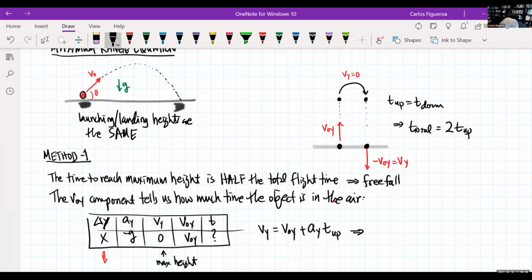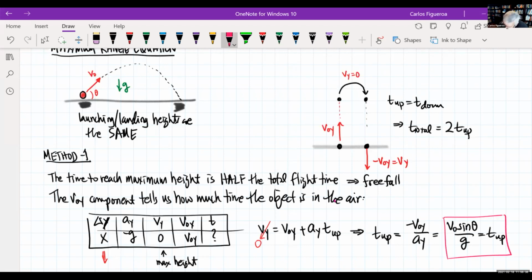So I know that Vy is 0 at the top. Therefore, the time to get up to the top is going to be minus V initial y over ay. And when I plug in everything here, it's going to be V initial sine of theta divided by g. And this is the time to get all the way up. But if I know the time to go up, I know the total flight time.